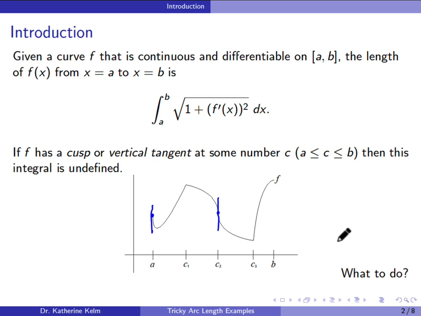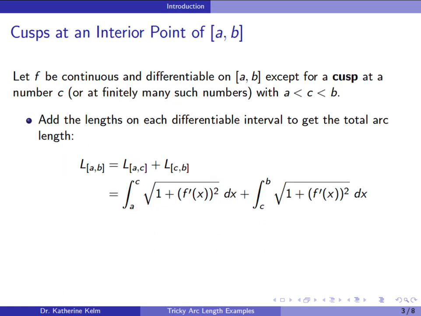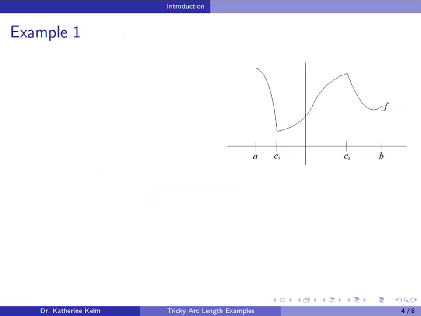So what to do? Well, as we mentioned, if f is continuous and differentiable except for a cusp at some number in between a and b, we'll just take the integral piecewise, add the lengths on each differentiable interval to get the total arc length. The length from a to b is the length from a to c plus the length from c to b. So just integrate separately.